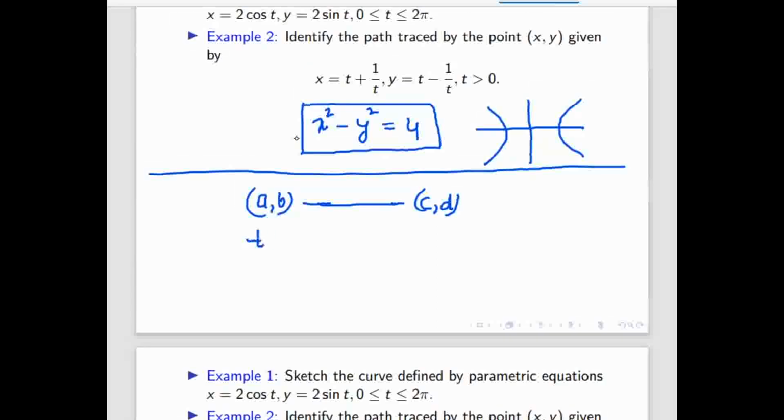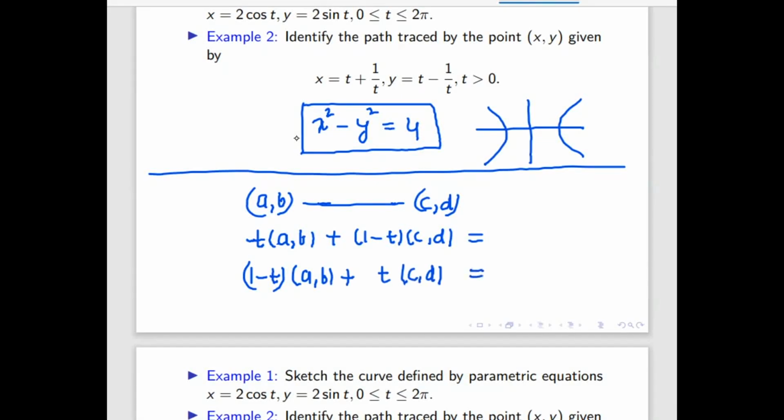Okay, I'm writing both: t times AB, and 1 minus t times CD. We can solve this. Here I wrote 1 minus t times AB and t times CD. t lies between 0 and 1, t belongs to the closed interval 0 to 1. That means this function's domain is this, codomain is this one.